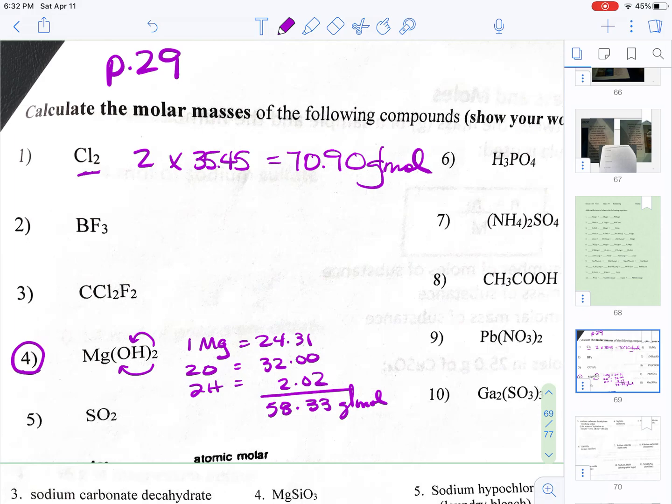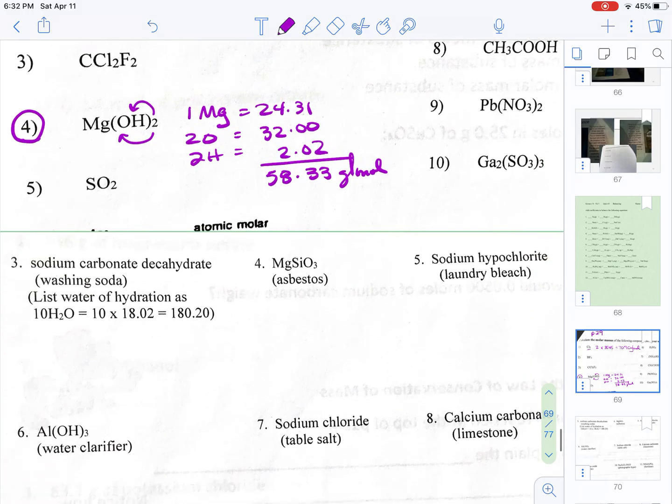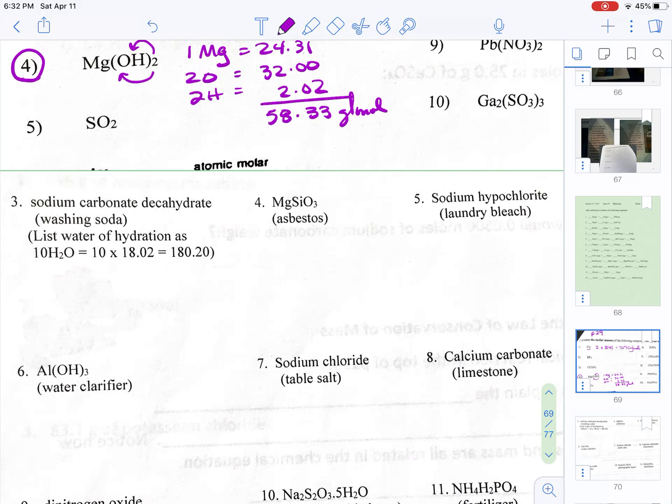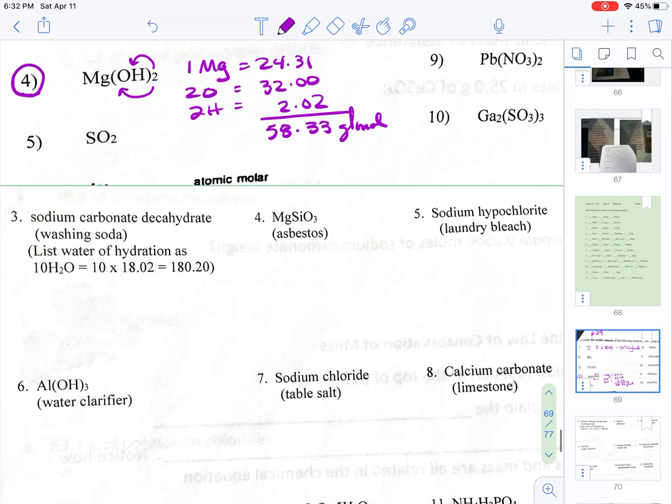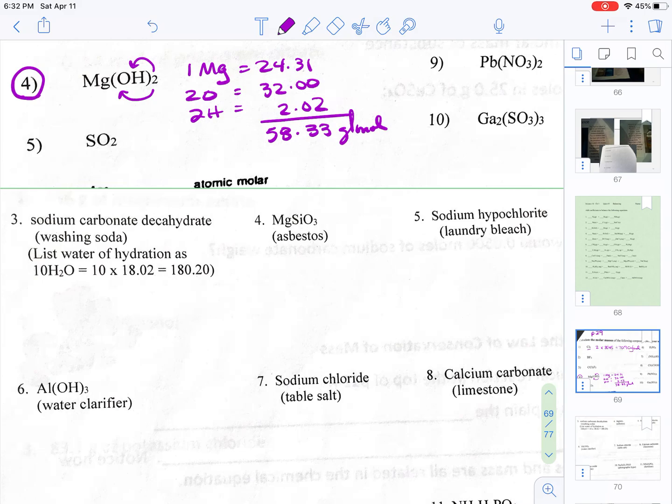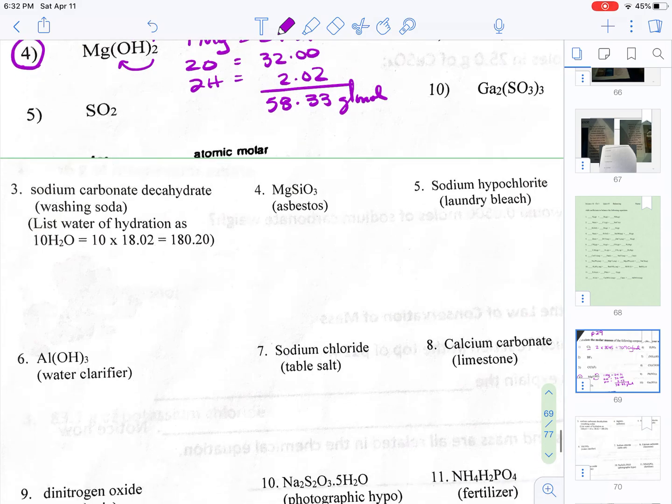So it's really important, Science 10, to try these out. I will include the key on Google Classroom, so you can check those out. I want to go down to the bottom of page 29 and try one of these with you. The extra step in these is that some of them are not listed with their correct formula. So something like sodium hypochlorite, you may have to get the formula before you can do the question.